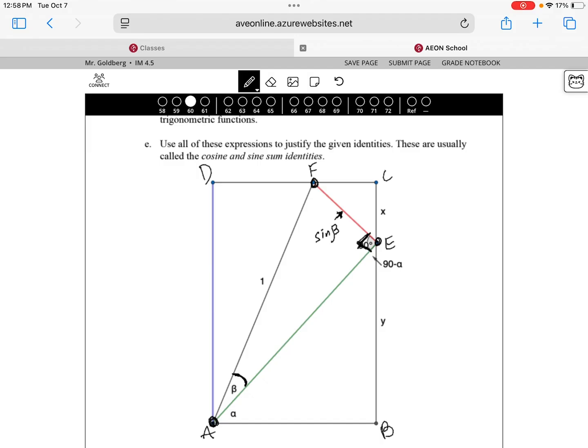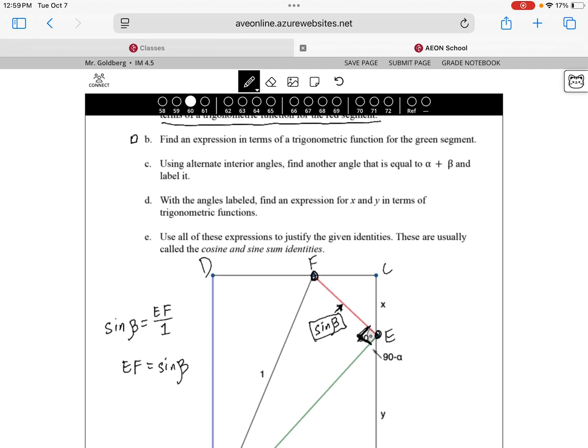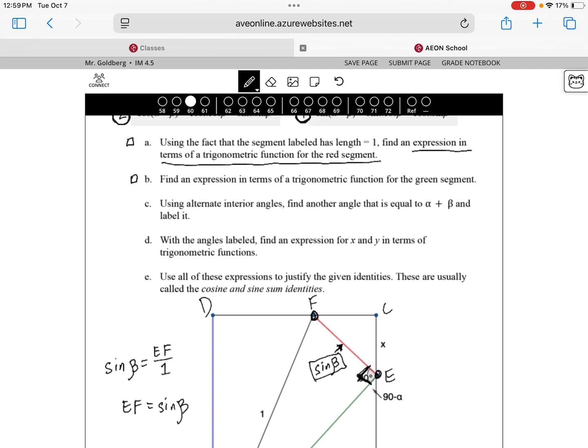I could show that sine of beta should be equal to the red segment, which is EF, over 1. The reason I just wrote this right away is because I knew that this was going to simplify to just EF. I could multiply 1 to both sides, I suppose. When our hypotenuse is 1, the segment is simply the value of the ratio. So sine beta gives that red segment.